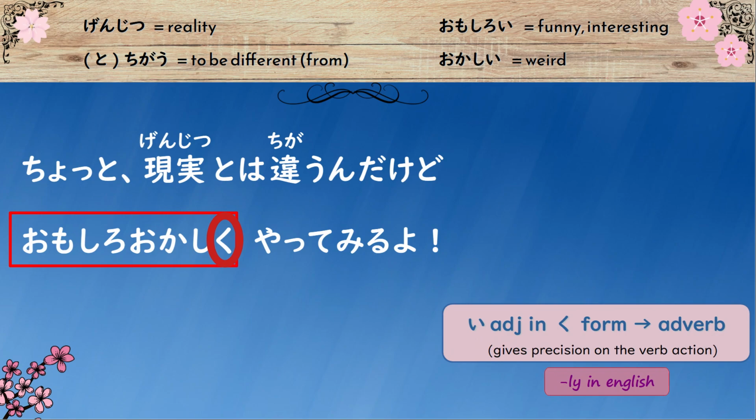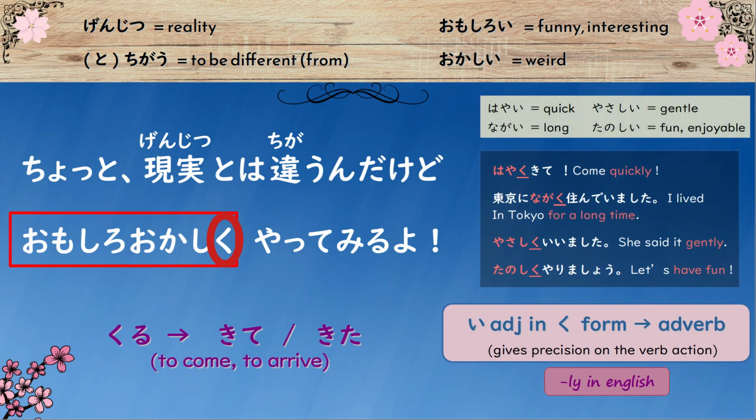It's a word that gives precision on the verb action. So basically adjectives give precision to a noun, but adverbs give precision on a verb. So it's more or less the same as the ly in English. You add ly to transform an adjective into an adverb. Bad, badly. Gentle, gently. Nice, nicely. Quick, quickly. Surprising, surprisingly. You see? So it's the same mechanism. So let's see some examples.